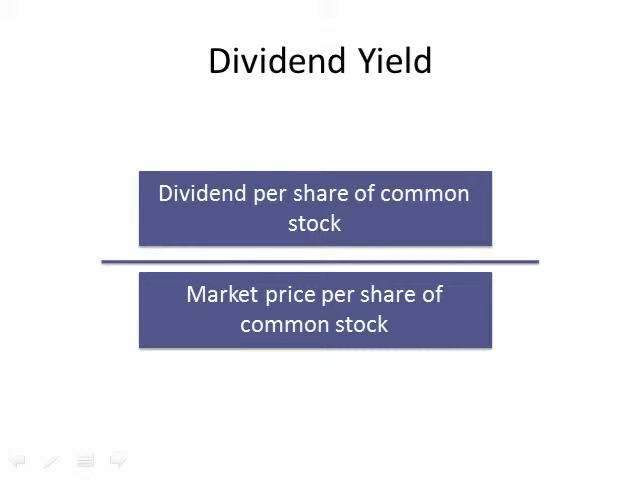The dividend yield is the ratio of dividends per share of common stock to the stock's market price. This ratio measures the percentage of a stock's market value returned annually to the stockholders as dividends. Preferred stockholders pay special attention to this ratio because they invest primarily to receive dividends.